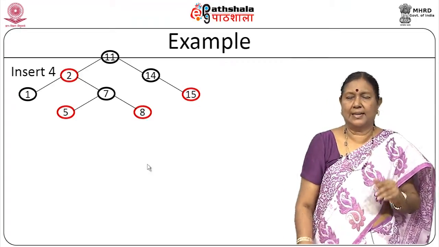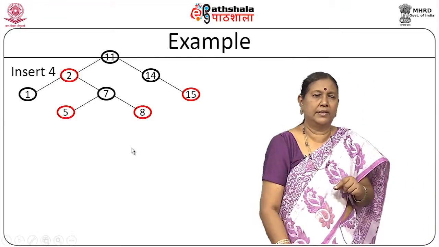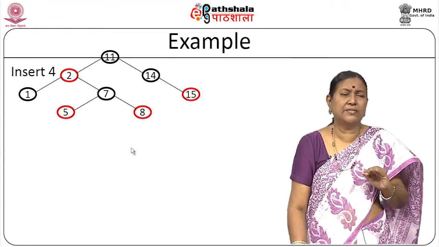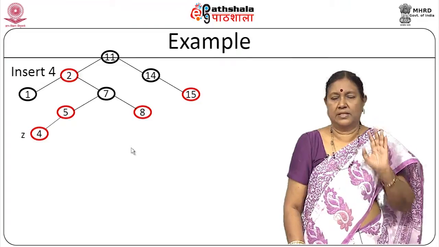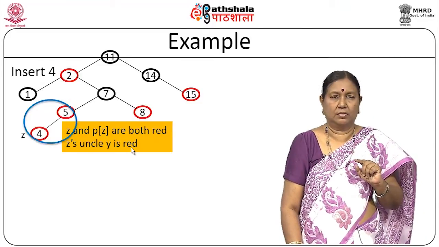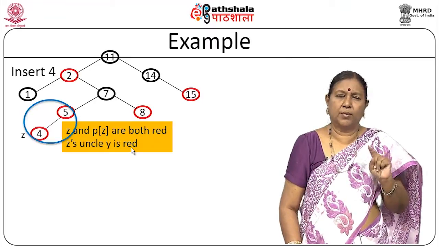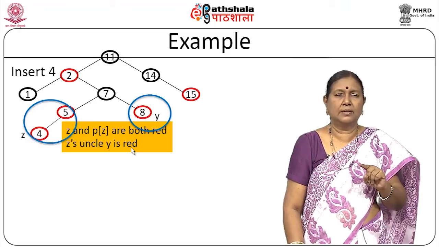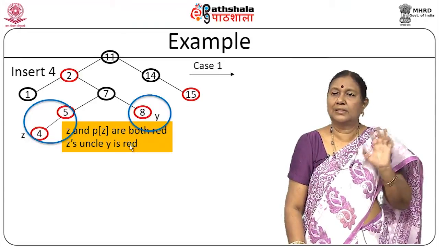Now let us take an example and do this. Let us assume we want to insert 4. If you want to insert 4, what do we have to do? We have inserted. Now, what happens? There are 2 consecutive red nodes, okay. So, z and P of z are both red and z's uncle y is red. So, this is a case where uncle y is red. So, this is case 1.